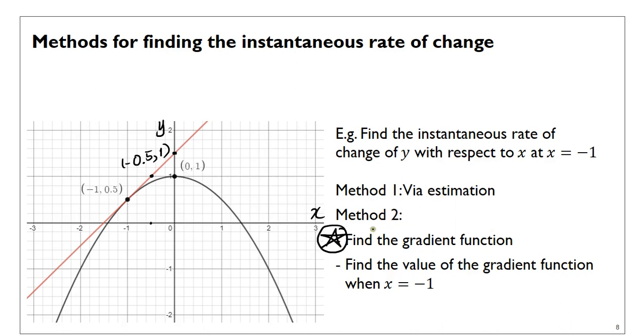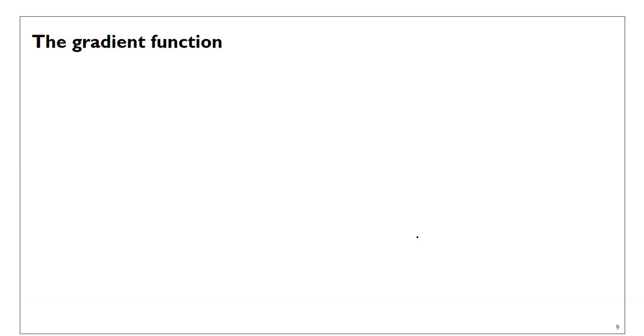Okay, sorry. Method 2. So you want to find the gradient function. And in maths, we're going to focus on different ways that we could find the gradient function. And then from there, you can substitute the value of x equal to -1 into the gradient function, and that will give you the instantaneous rate of change. So let's talk about what the gradient function actually is. The gradient function is not the instantaneous rate of change, not yet anyway. So that's the first thing that you need to distinguish.